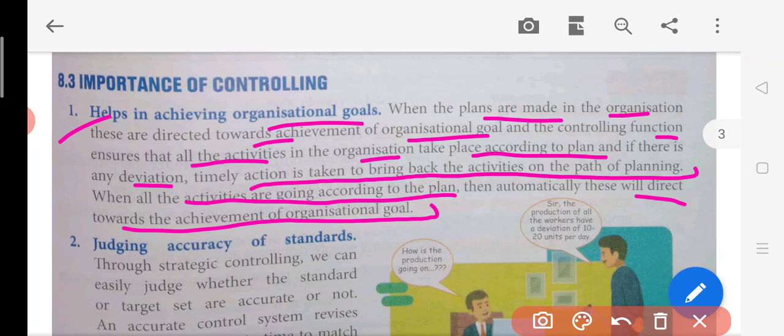So this can be done at any point of time. If we know already that the target cannot be achieved in a specified time limit, then we can go for it. So it helps in the achievement of the company goals or targets.